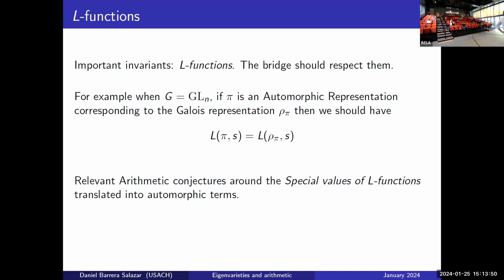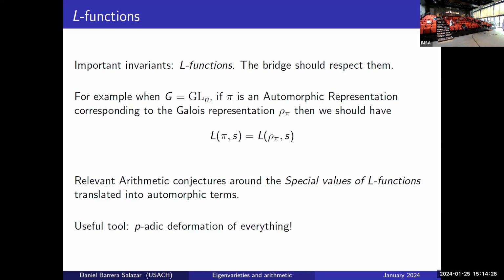Because in fact, some precise conjectures that appear in arithmetic are described in terms of the special values of these L-functions. For example, one important problem is the BSD conjecture or the Bloch-Kato conjecture. When you look at the values at the integers here, you want to describe them. But you can translate that using the Langlands program in terms of automorphic terms. So there you have plenty of methods that you expect to do something.